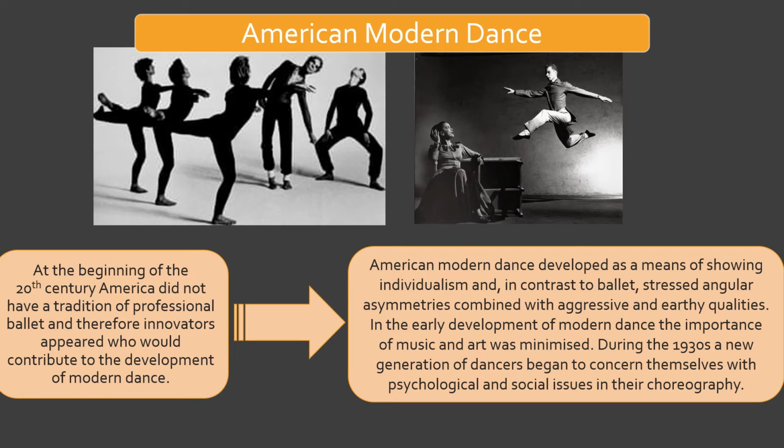So in the early development of modern dance, the importance of music and art was minimised, and during the 1930s a new generation of dancers began to concern themselves with psychological and social issues in their choreographies. So new ideas came through in their choreographies, and it wasn't about just portraying a love story. Social issues came to the forefront, important issues.